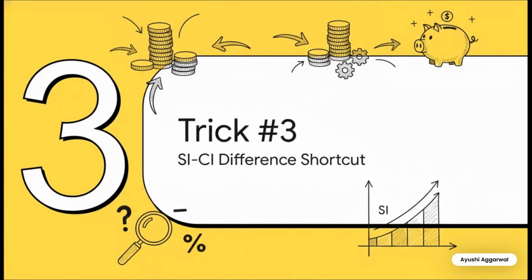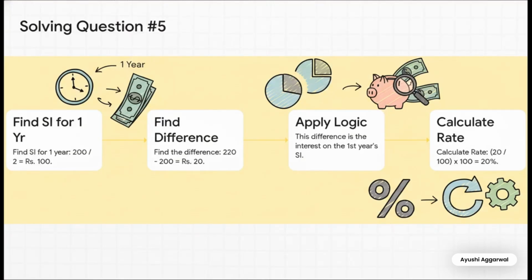And now, it is time for our 3rd and final super trick. This one is an absolute favorite in banking exams, finding the rate of interest from the difference between SI and CI. Take a look at question 5. The simple interest for 2 years is 200, and the compound interest is 220.